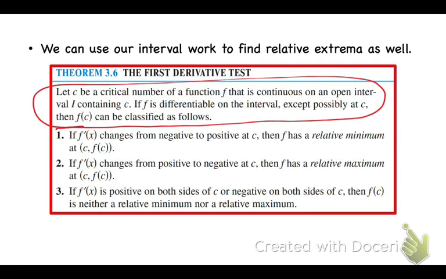So it says if f prime changes from negative to positive, meaning from decreasing to increasing, what is the point between those two? Decreasing to increasing would be a minimum. What about increasing to decreasing? That would be a maximum. The pictures help.